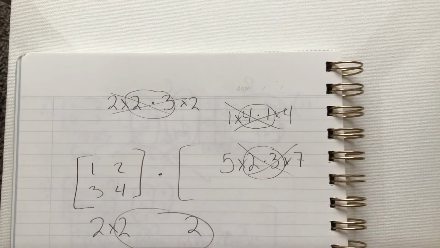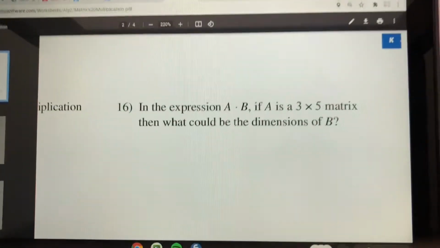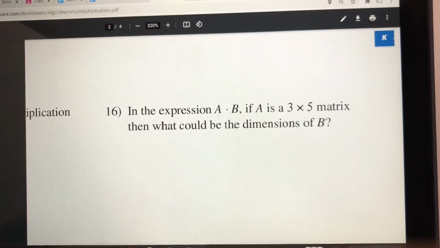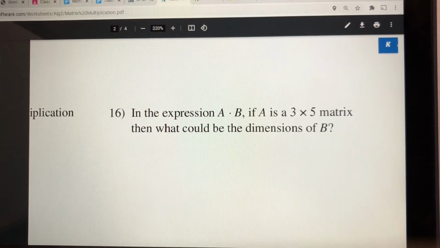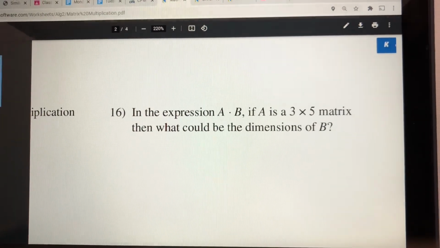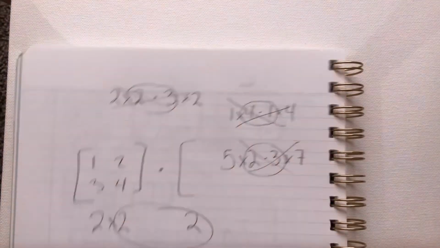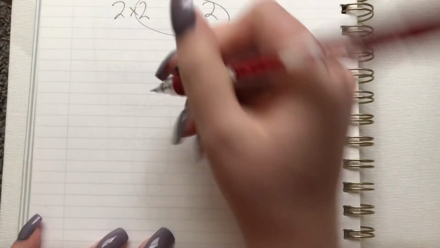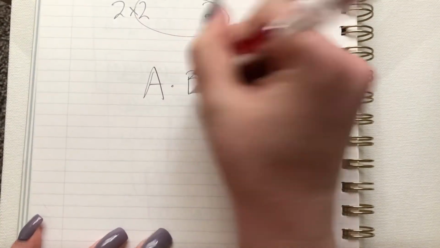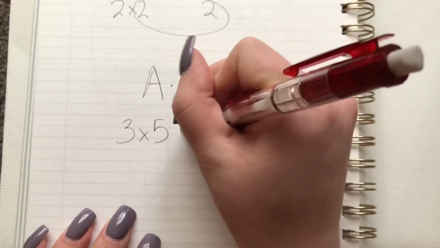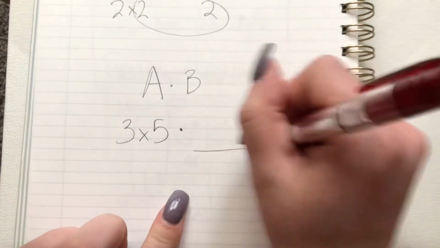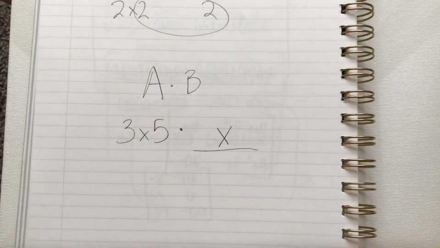And then let's see if I can get... Okay, number 16. In the expression A times B, if A is a 3 by 5 matrix, then what could be the dimensions of B? Sorry, I read that weird. So A times B, they're telling us the first one is a 3 by 5 matrix. Remember how order matters, okay? So here's A, and then we have to fill in dimensions for B. It says what could be the dimensions of B.